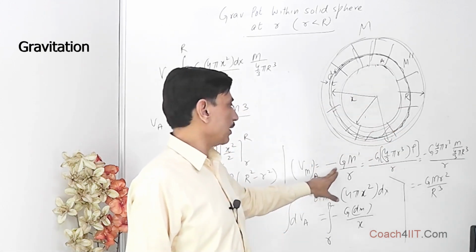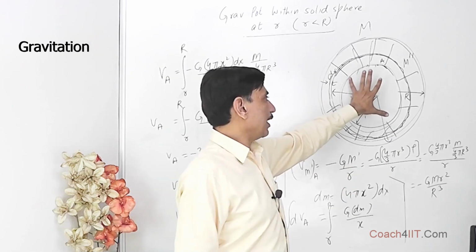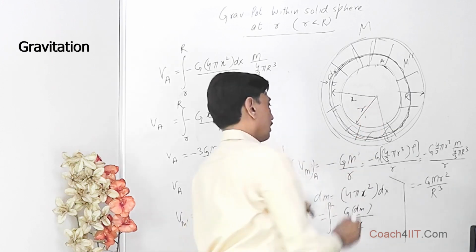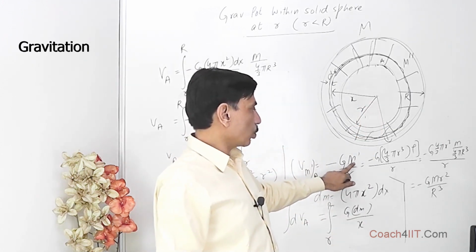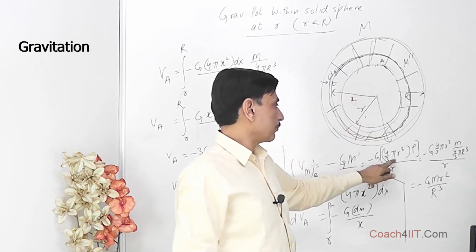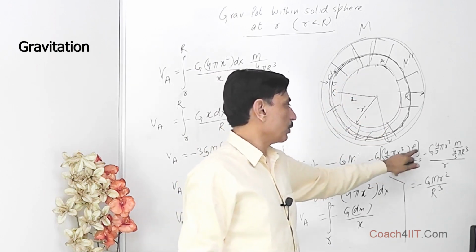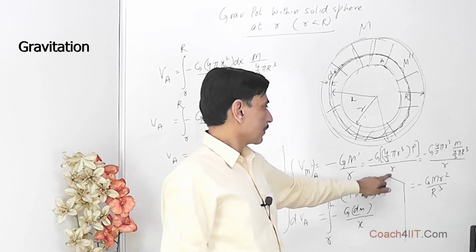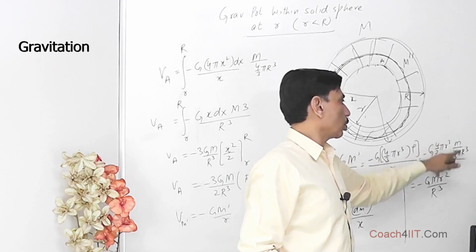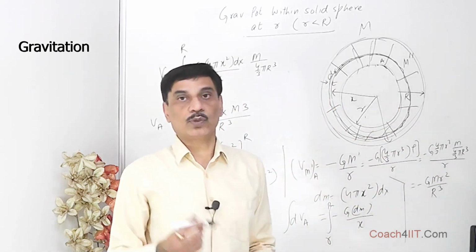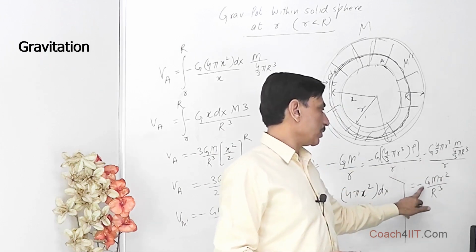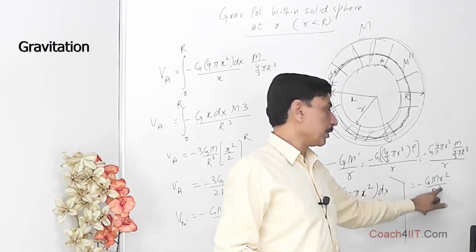Yes, we know it is minus GM dash by r, where m dash is the mass of this sphere of radius small r. Once again, mass is equal to volume into density. The volume of this inner solid sphere is 4 by 3 pi small r cube, into the density. What is the density? Density is total mass by total volume. It is a solid sphere, so we can take total mass by total volume. And when we solve it, it comes out to minus GM r square by capital R cube.